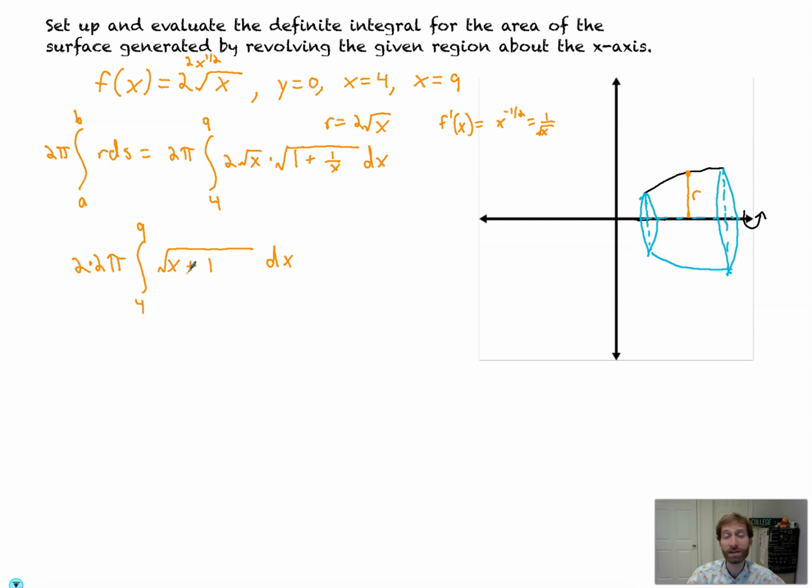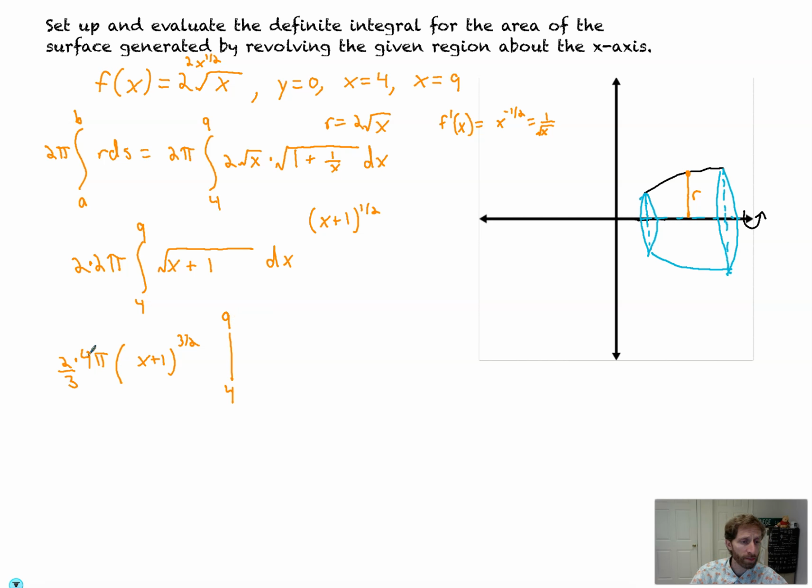So now the integral of this is not so bad. The square root of x plus 1, remember, you're looking at that like it's x plus 1 to the 1/2. The integral of that is not bad at all. So you're going to get 4 pi times, this will be x plus 1 to the 3/2. Division by 3/2 gives us times 2/3. And that'll be evaluated from 4 to 9. So now we're just up to evaluation.